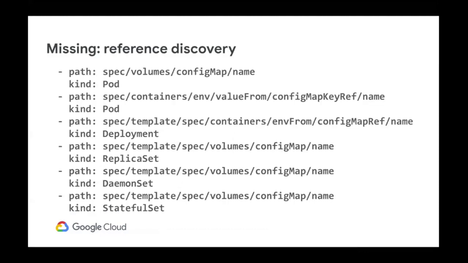KRM also encourages declarative references and sets, so no aliases, dynamic substitutions, or imperative group addition removal operations are necessary. However, one thing that's currently missing from the model is the ability to automatically find cross-references. Object references and label selectors can appear in a variety of fields, in different forms, and a variety of resource types.